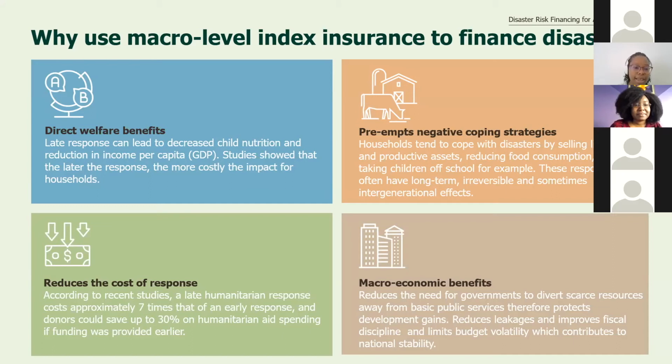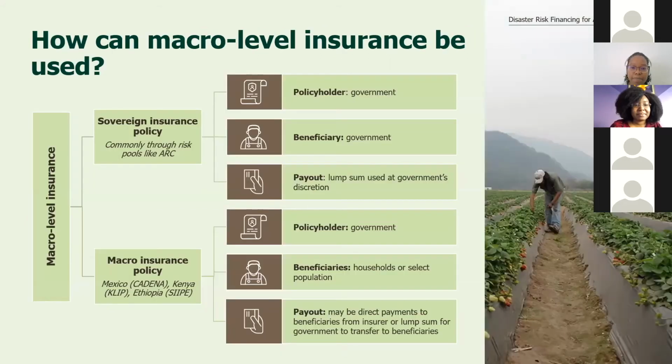Some studies cite that costs can increase up to 7 times compared to early response. Other studies cite cost savings of about 30% if funding is provided in a more timely and predictable way, as is the case for macro level index insurance. Next slide, please. We have touched on this briefly in the overview section, looking at how macro level insurance can be used. And there are 2 distinct cases.